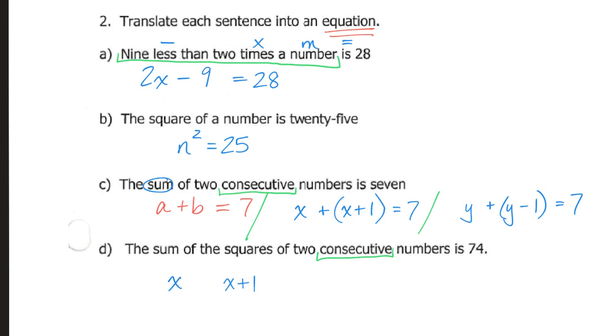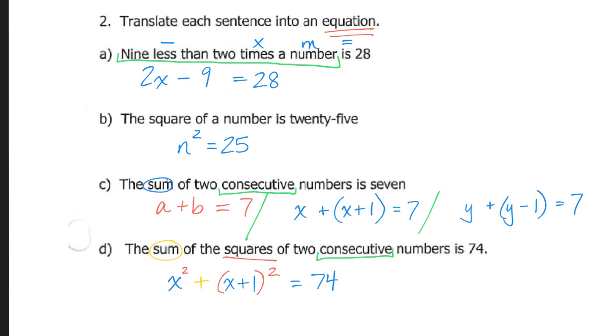Okay, this question says the sum of those squares, so I need to add in that sum operation. It then says the sum of the squares. That means that I have to square both of those values. So what you'll read in gold is the sum, and then you see your exponent 2 on both of those missing numbers for our squares. You see in blue the consecutive. Is means equals 74. And there we go.